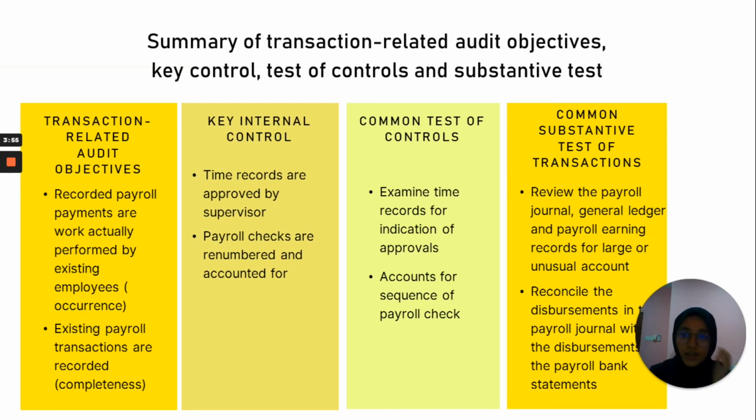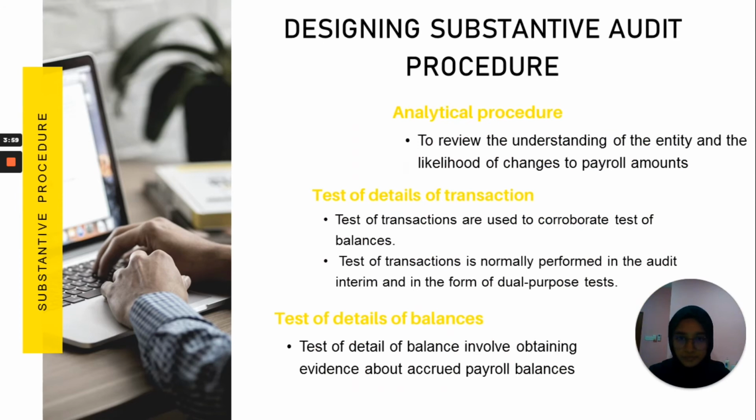The second thing that we have in the audit procedure is designing substantive audit procedures. Substantive procedures for payroll are subjective, with a high level of inherent risk associated with completeness and accuracy assertions, and most entities have a proper control system over payroll in place.